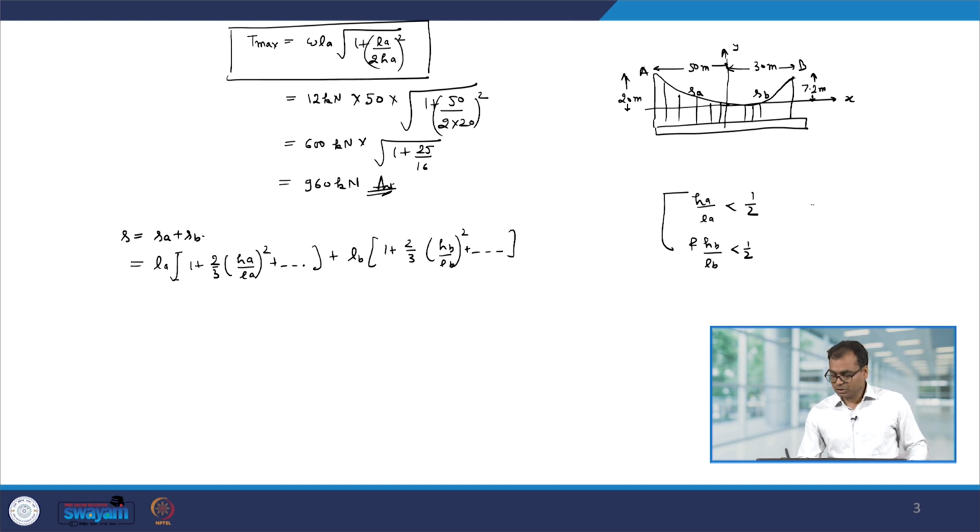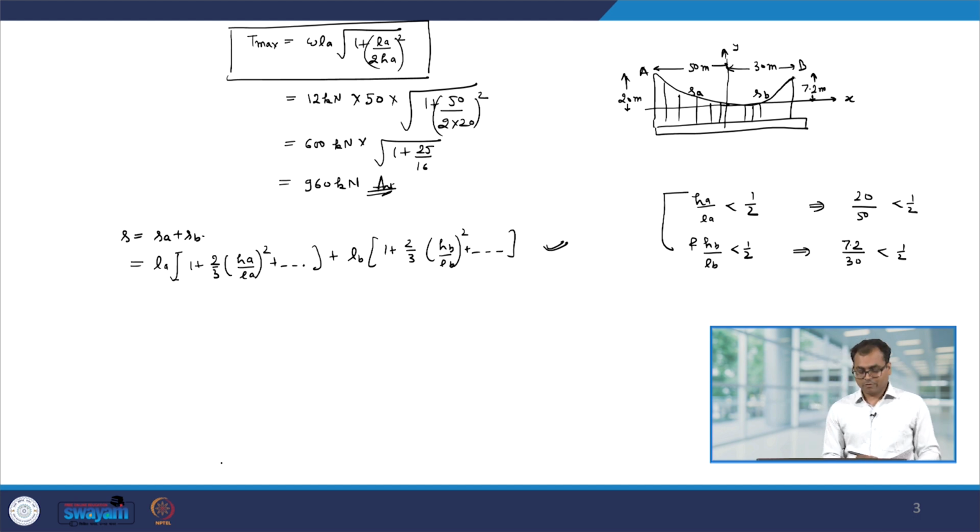Let us see if this is true. Here our HA is 20 meter and LA is 50 meter, and this is indeed less than half. In this case it is 7.2 meter divided by 30, which is again less than half. So, therefore, this formula we can use.